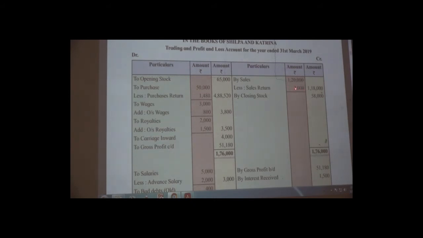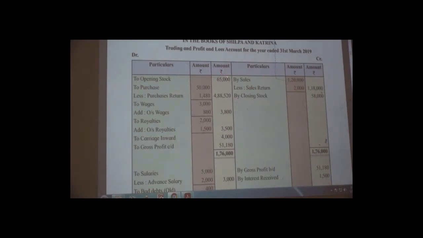This is the internal adjustment. Always sales return is deducted from sales. So 1,20,000 minus 2,000, the net amount of sales is 1,18,000. Okay, so tick mark that sales in the given problem so that we know we have taken it.